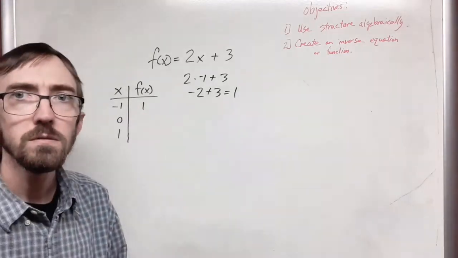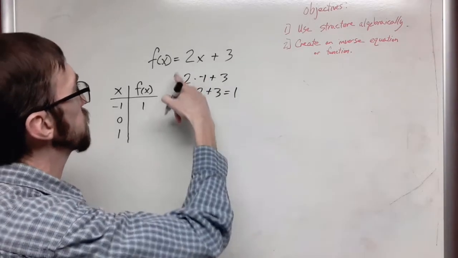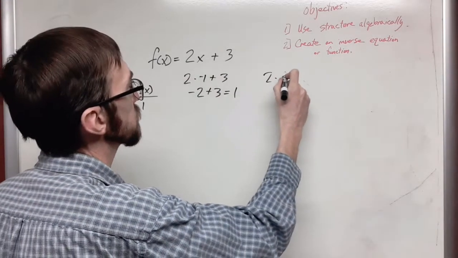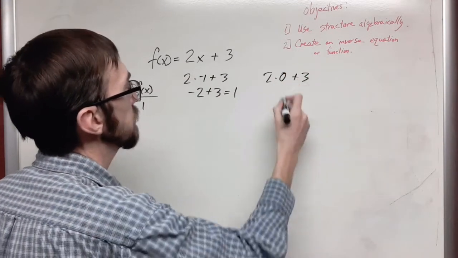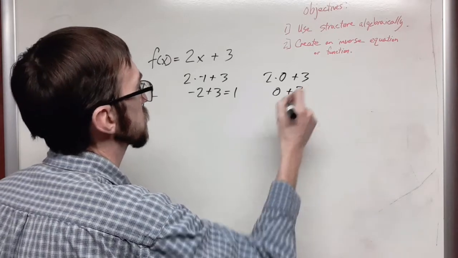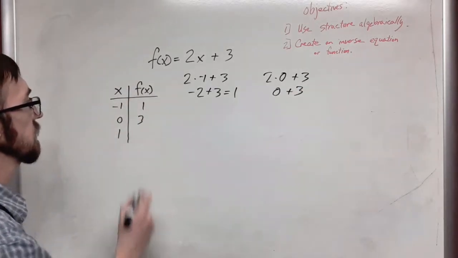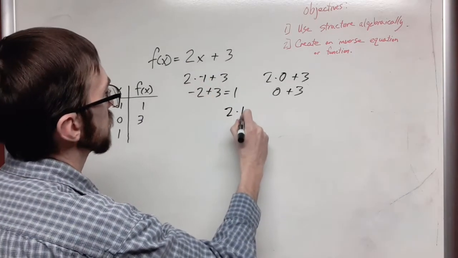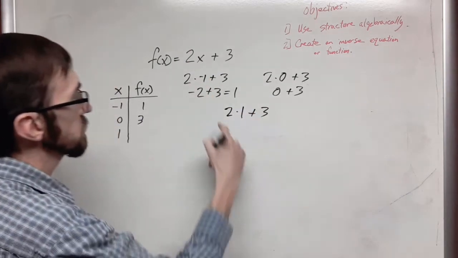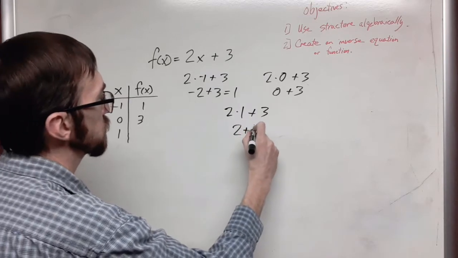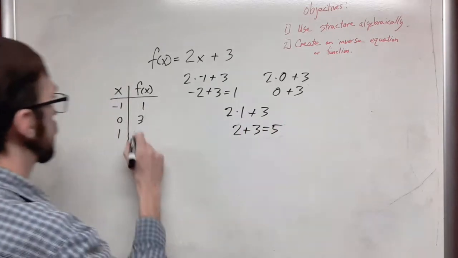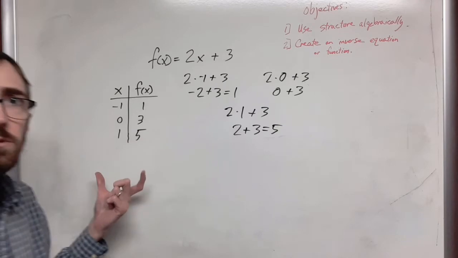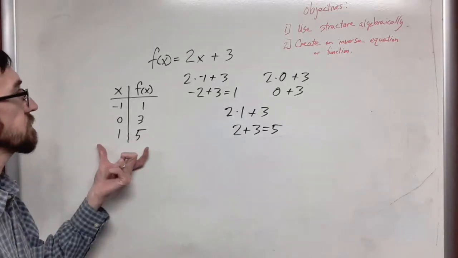And so we continue on with that. If I plug 0 into here, I'll have 2 times 0 plus 3. That'll give me 0 plus 3 is 3. And then if I plug 1 in here, I'll have 2 times 1 plus 3. So 2 times 1 is 2. I have 2 plus 3 is 5. So my table of values is this.